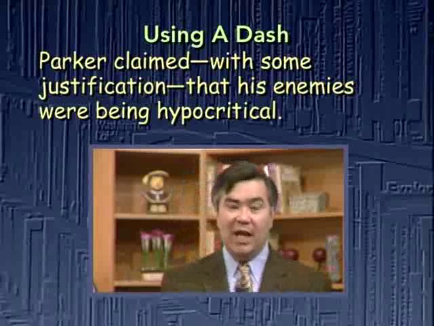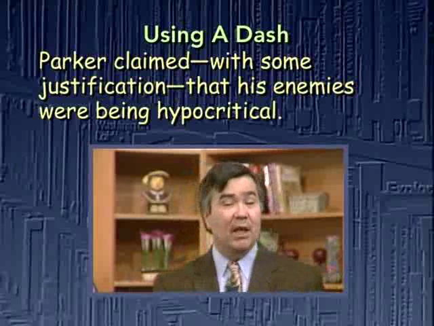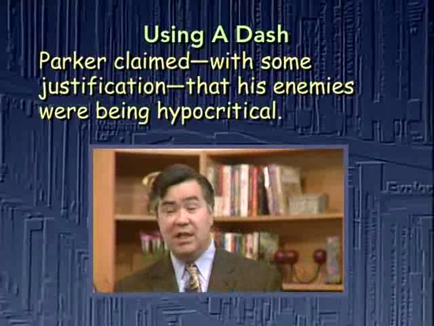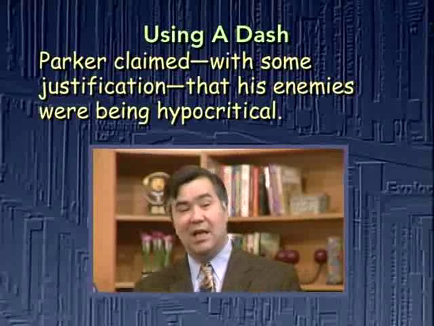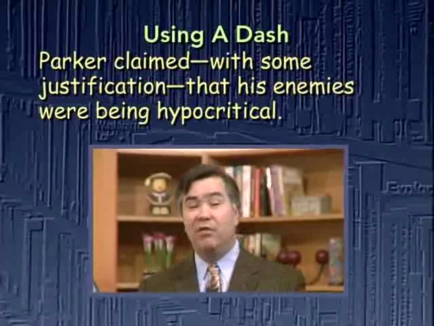It's perfectly correct. You could either use commas or parentheses, and those would be equally correct in this particular sentence. As I say, the dashes would have a somewhat more informal feeling. If you do use dashes in this way, remember you have to have a dash both before and after the interrupting material. If you use it only in one place, you'll be making an error.